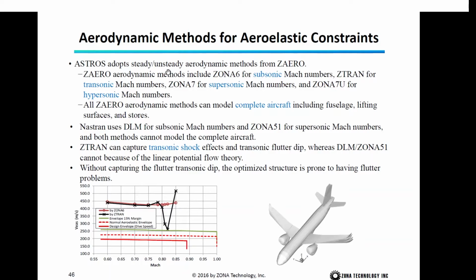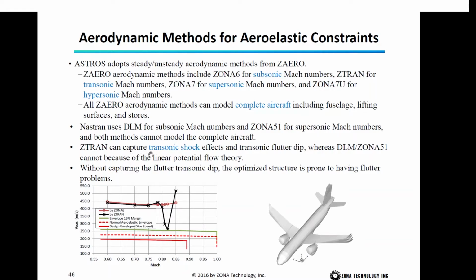ASTROS adopts the steady and unsteady aerodynamic methods from ZONA, so we have ZAERO 6 for subsonic, ZTRAN for transonic, ZONA7 for supersonic, and ZONA7U for hypersonic. All ZONA aerodynamic methods can model a complete aircraft, including fuselage, lifting surface, and stores. NASTRAN uses the DLM, the doublet lattice method, for subsonic Mach number, and ZONA51 for supersonic Mach number. Both methods cannot model the complete aircraft. They cannot model the fuselage and the engine nacelle.